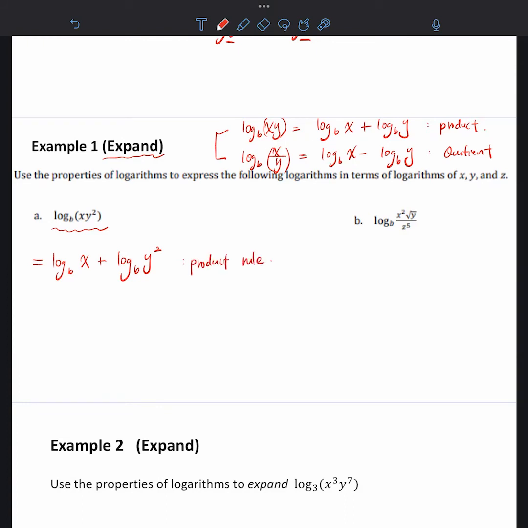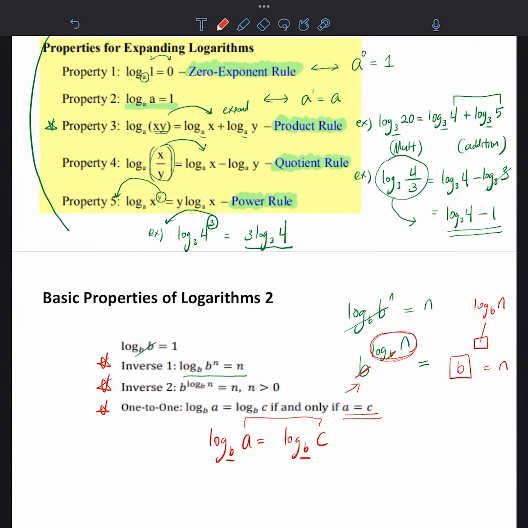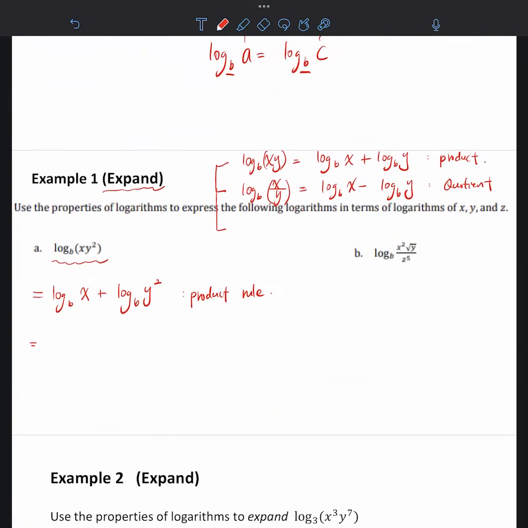And are you gonna stop here? Do you remember one of the properties? Let's go up a little bit. The last one, power rule. If you have an exponent, you can bring it to the front. So according to the power rule, log base b of x to the n is going to be n in front, log base b of x. We call this the power rule.